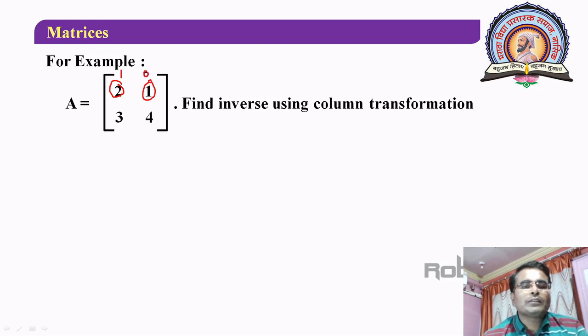Make this as 0. Then in the next step, make this as 1. And in the last step, make this as 0. Means whenever we are using column transformation, we start with the 1,1 element, then 1,2, then 2,2, and then the 2,1 element. So in which direction are we moving?